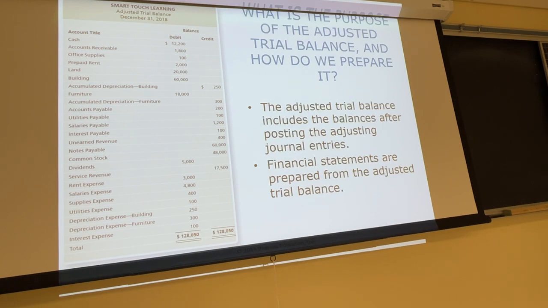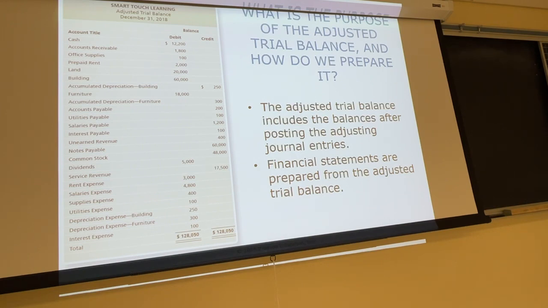Then you do the adjusting journal entries. Then you have to prepare another trial balance, and you call that the adjusted trial balance. So you use the unadjusted trial balance to see what adjustments have to be made. And then after you've made those adjustments, you want to make sure that you're still in balance. So that's why you prepare another trial balance and you call it the adjusted trial balance.